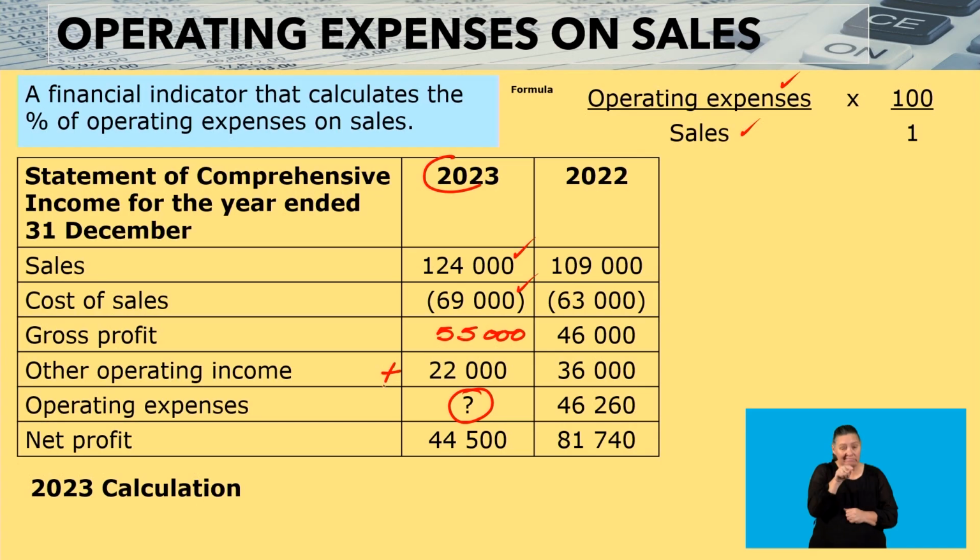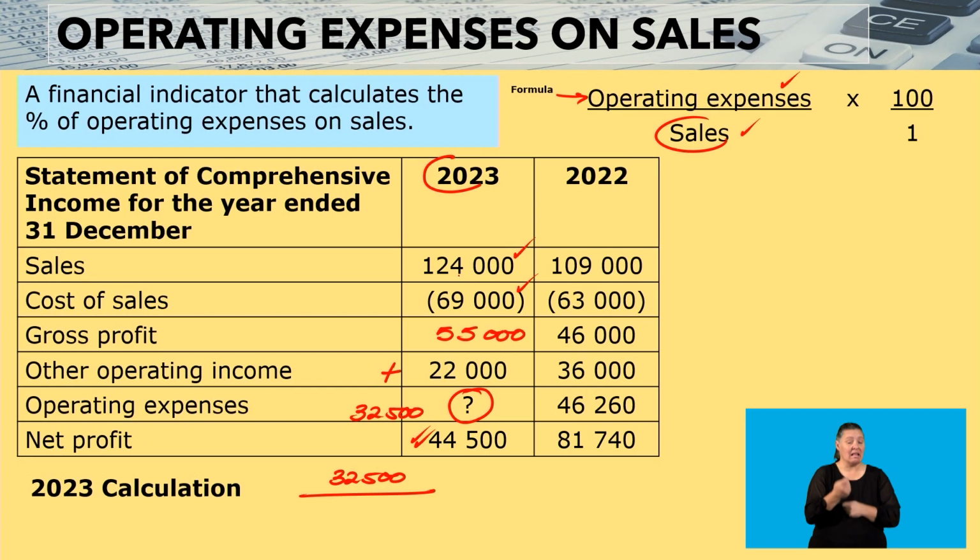That 77,000, then you say minus 44,500. Then you will get your operating expenses. How much do you get on your calculator? You get 32,500. So now I know my operating expenses, that it is 32,500.